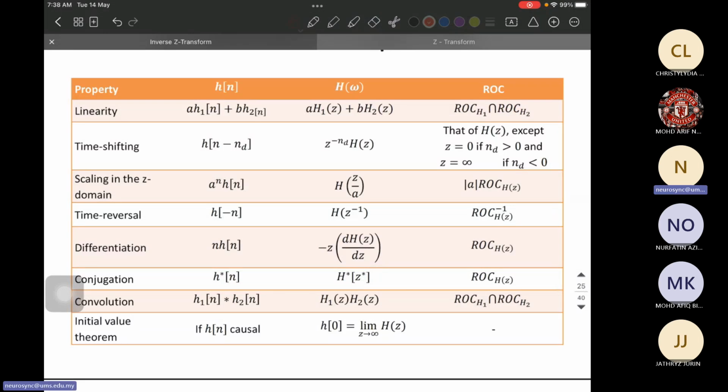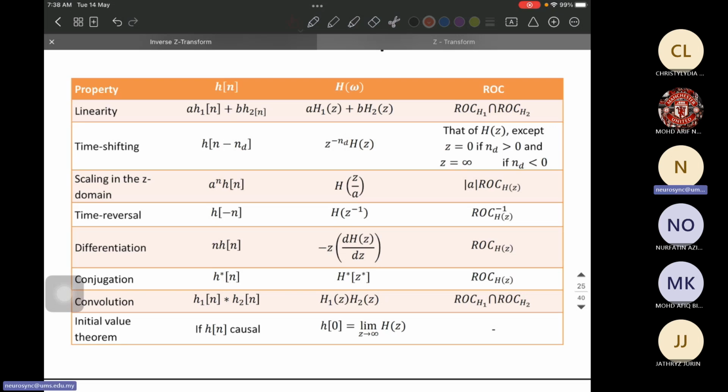Now, in the time shifting property, if we have shifted time in the n domain, then in the z domain this is z to the power minus nd times H of z. The ROC is the same as that of H of z, except that z equal to 0 is excluded if nd is greater than 0, and z equal to infinity is excluded if nd is less than 0.